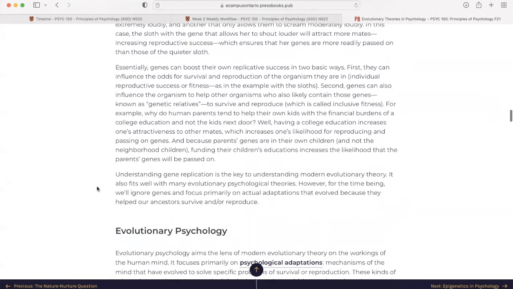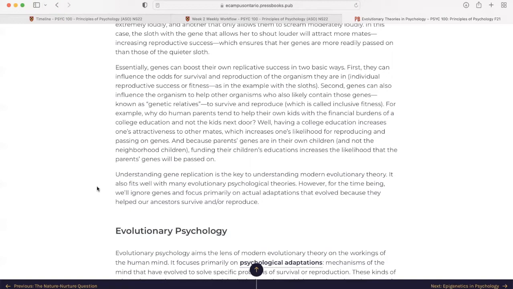Essentially, genes can boost their own replicative success in two basic ways. First, they can influence the odds for survival and reproduction of the organism they are in, known as individual reproductive success or fitness, as in the example with the sloths. Second, genes can also influence the organism to help other organisms who also likely contain those genes, known as genetic relatives, to survive and reproduce, which is called inclusive fitness.